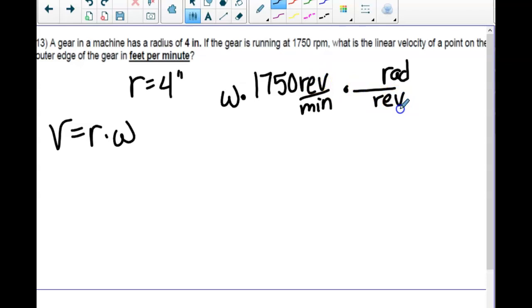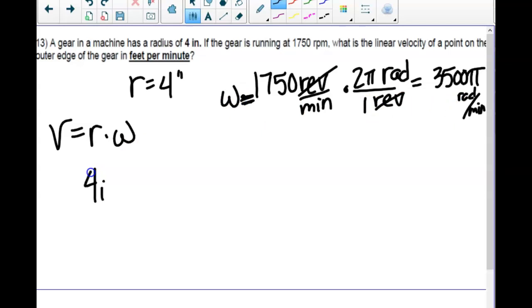What do you know about revolutions? Look at your unit circle. All the way around, 1 revolution is how many radians? 2 pi. So then revolutions cancel. You could get a decimal. I'm just going to do 1750 times 2 is 3500, isn't it? And then I have a pi that's still there. I didn't pick up my calculator yet, and it's radians per minute. Now it's an omega for an angular velocity.